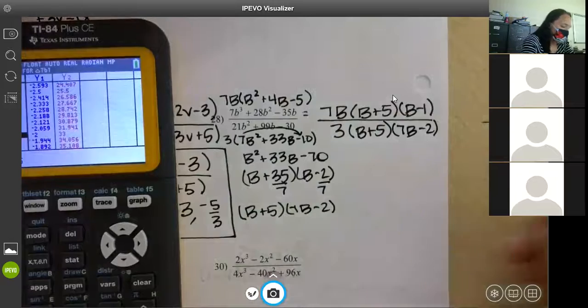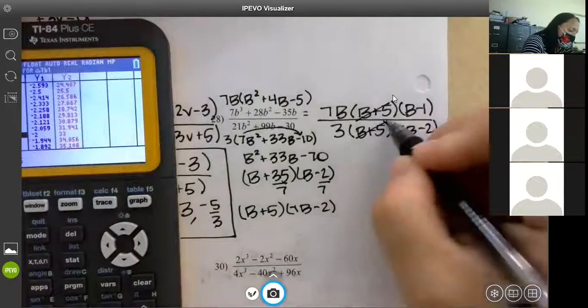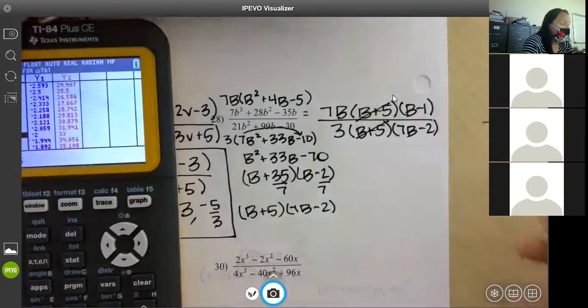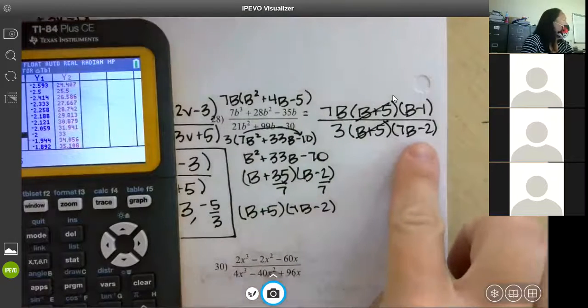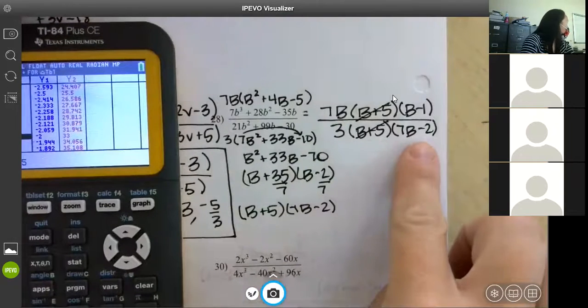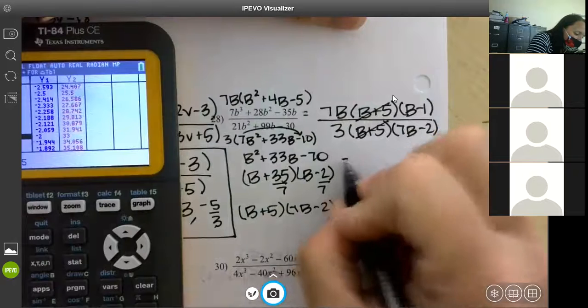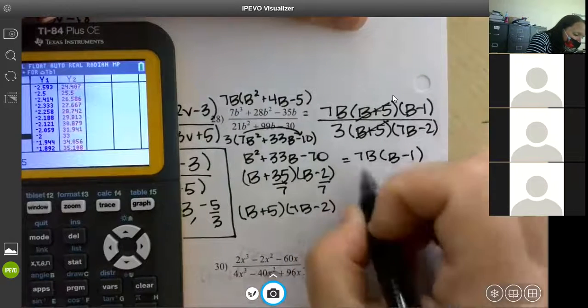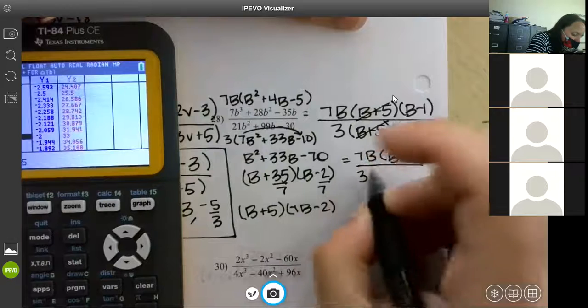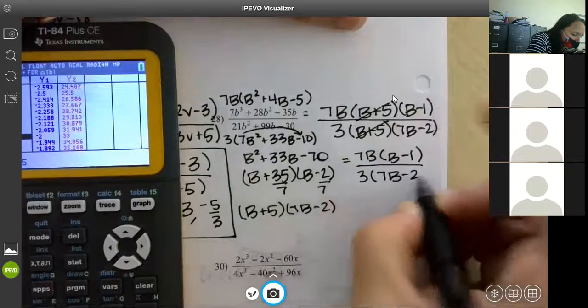What can we mark out? Causes a what? Hole. I don't have anything else that I can mark out. See, this 7b and this 7b cannot mark out, okay? Keep it in parentheses so it doesn't confuse you. So on the top, I have 7b, b minus 1. On the bottom, I have 3 and 7b minus 2.